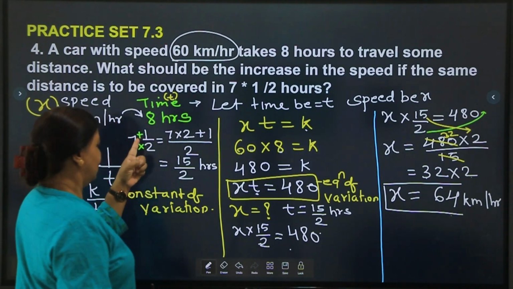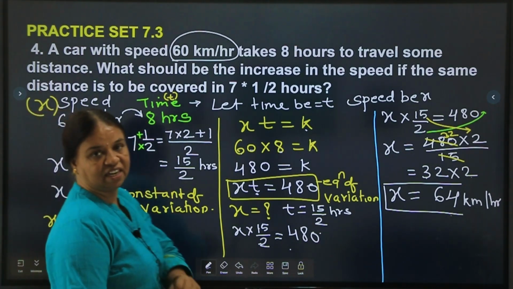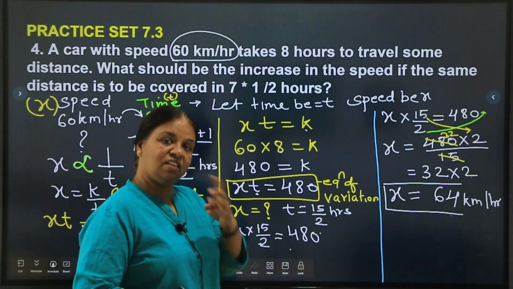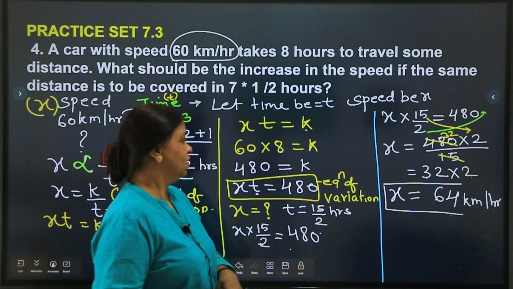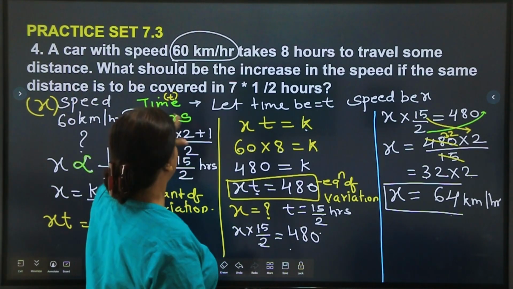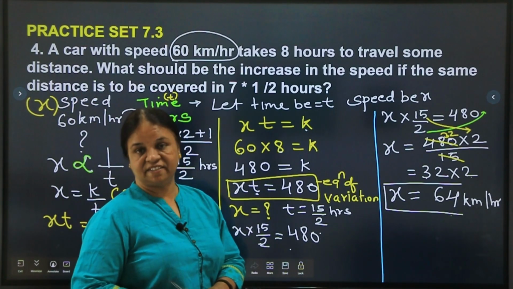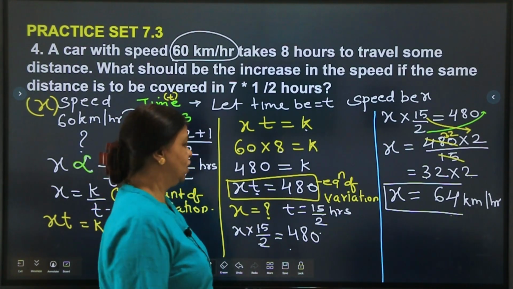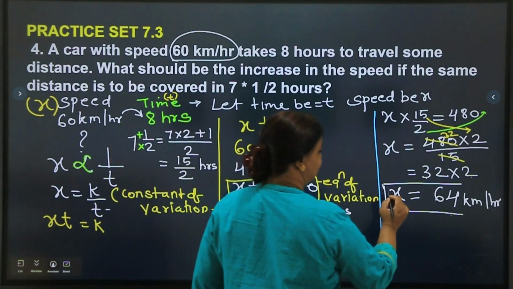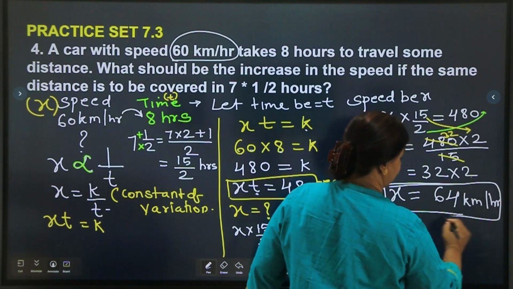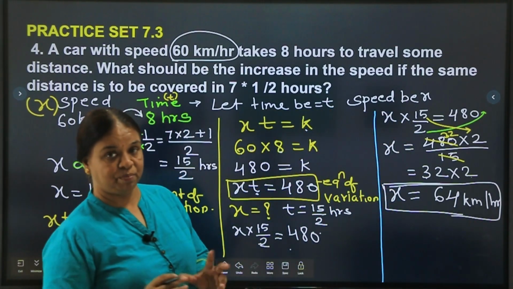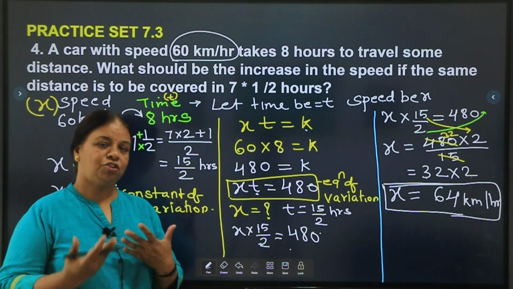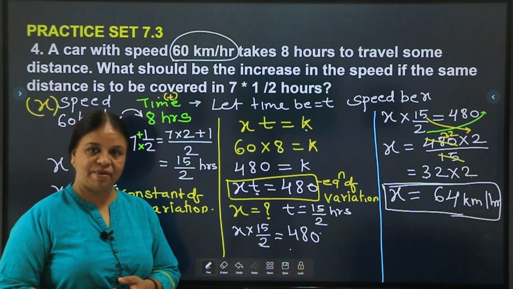So you have to increase the speed by 4 km per hour. Then the time will decrease by half an hour. First it was taking 8 hours. Then by increasing the speed by 4 km per hour, the car will reach the destination after 7.5 hours, half an hour early. So children, this completes the entire chapter and we are done with the full chapter.